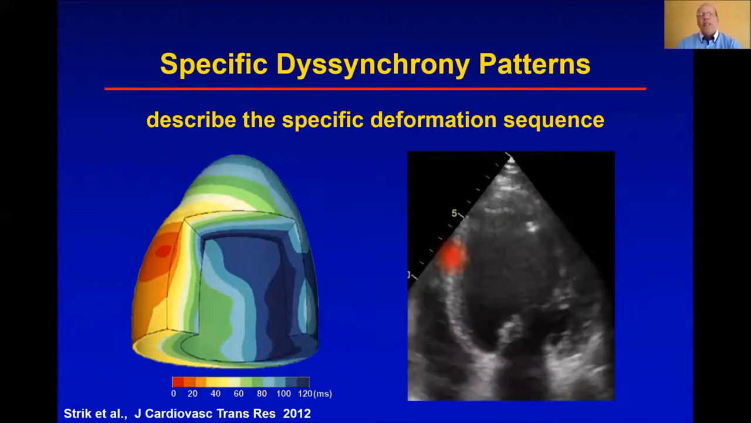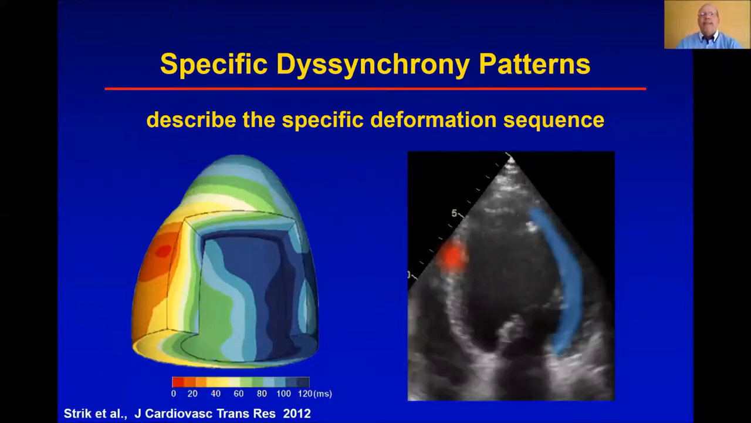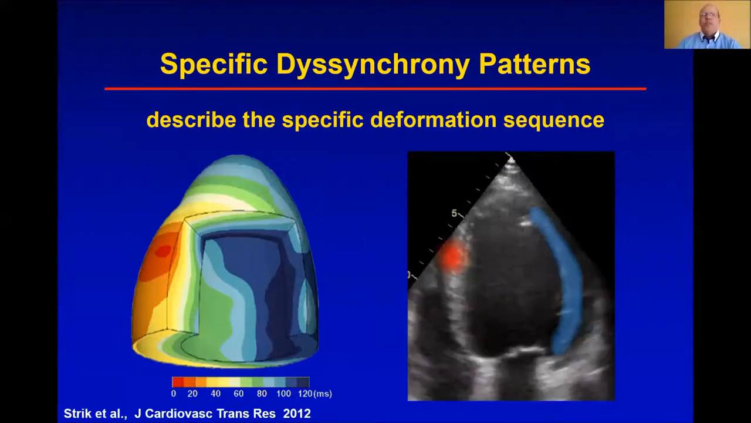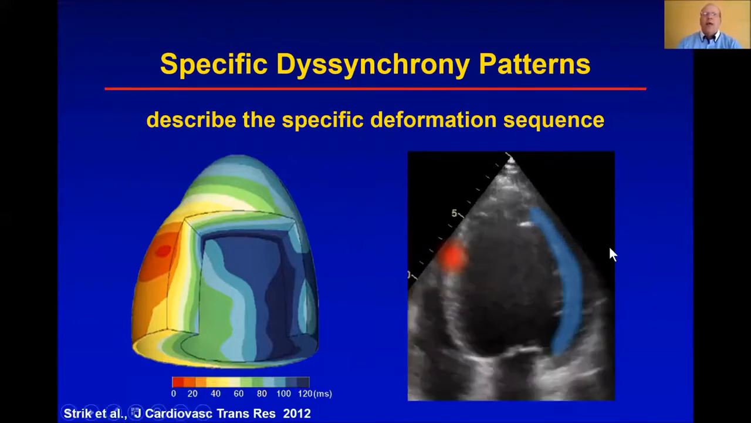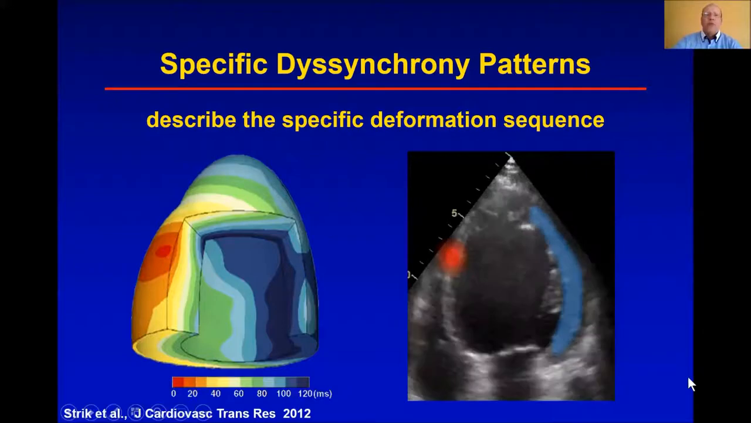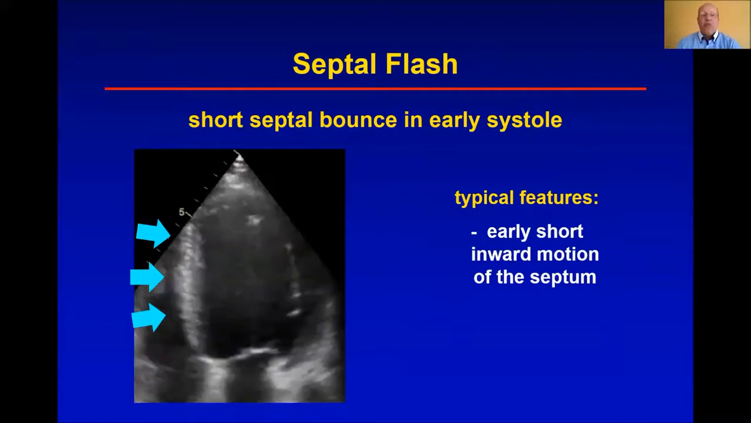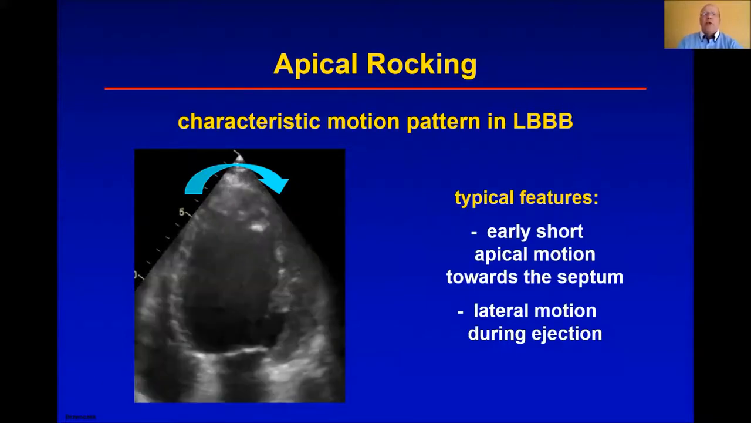And then with the delay of the bundle branch block, we get a contraction in the lateral wall, and this lateral wall contraction happens late in systole, and at the same moment the septum is stretched. As a result, you get a rocking motion in the apex, and so you have two typical patterns that you can already appreciate by eye. This is the septal flash, so this inward motion of the septum, and it's the apical rocking, so this laterally directed motion of the apex during systole.